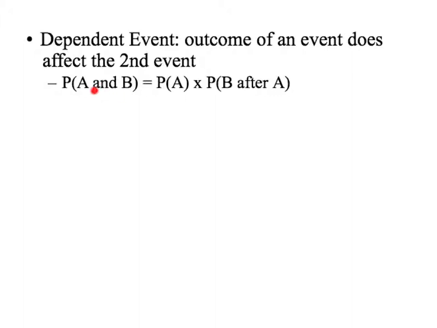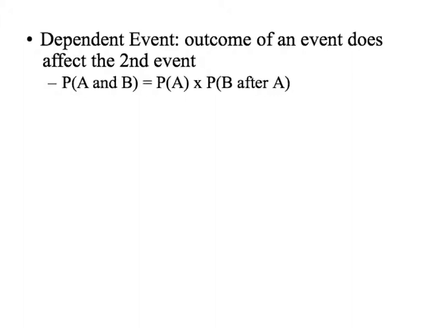Alright, a dependent event is when the outcome of an event does affect the second event. As it says here, the probability of A and B is the probability of A times the probability of B after A. Now this is not as bad as it looks. You just have to first of all think about a dependent event. If I have some cards and I draw a card the first time, when I go to draw another card, obviously there's a different number of cards, so the probability the second time is going to be affected by what I drew the first time.